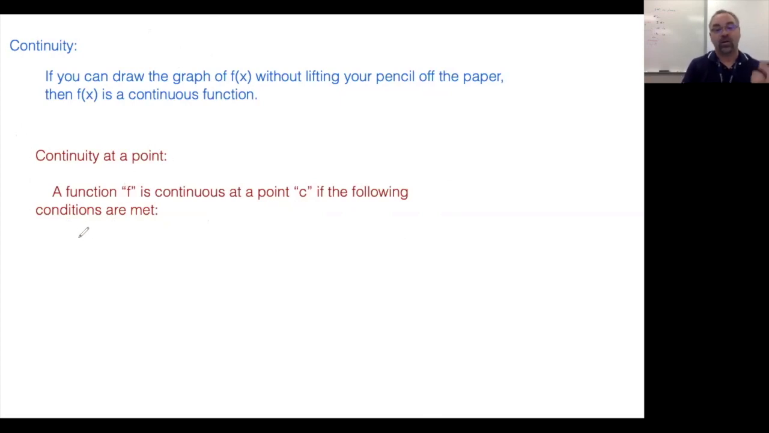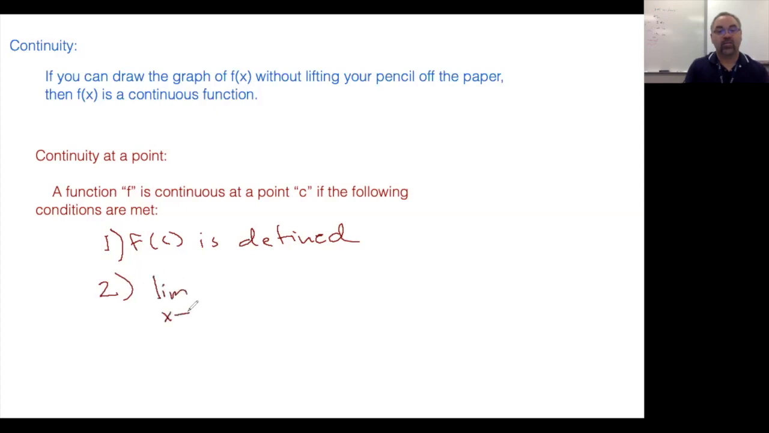So the conditions are: condition number one, f of c is defined. Obviously when you're drawing the curve, the function had a y coordinate for every x value, so f of c had to be defined. Two, the limit as x approaches c of f of x has to exist.